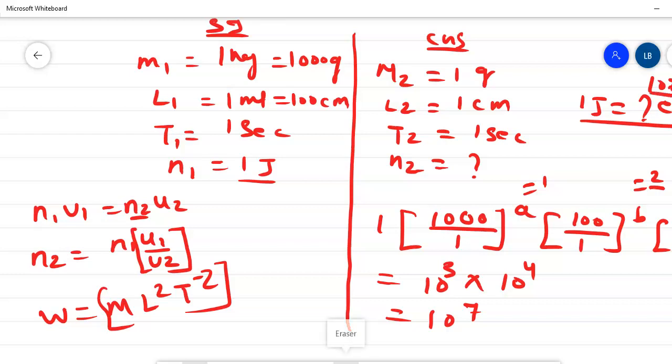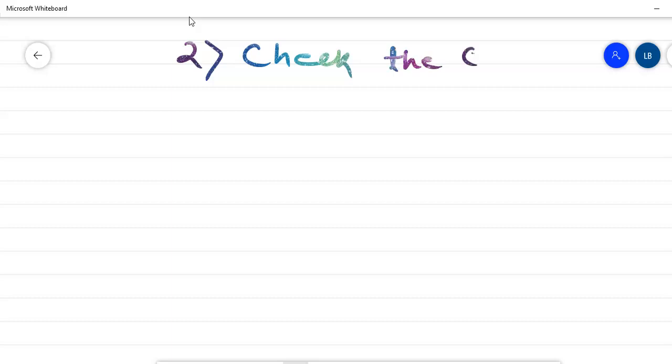So next I will move to the next application. What is the next application? The next application is number 2. Number 2 application is to check the correctness of a relation.